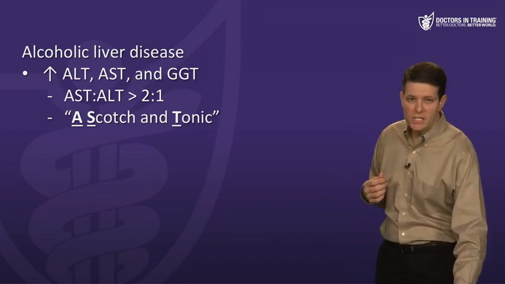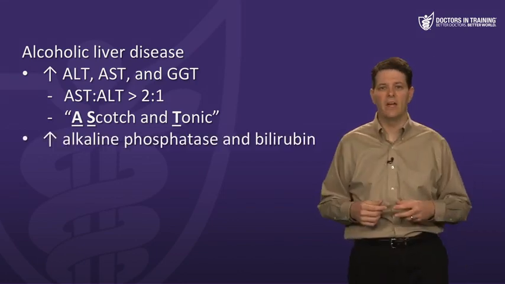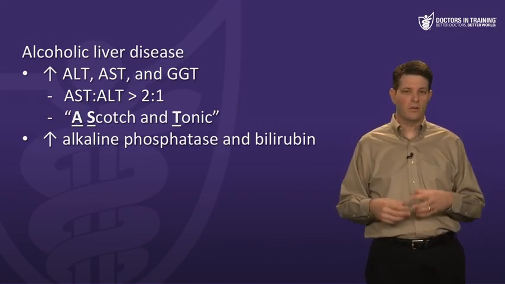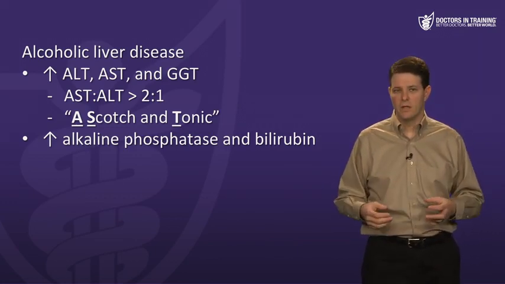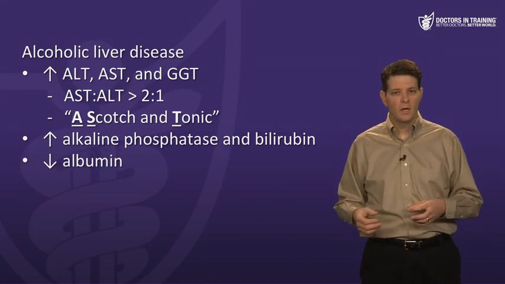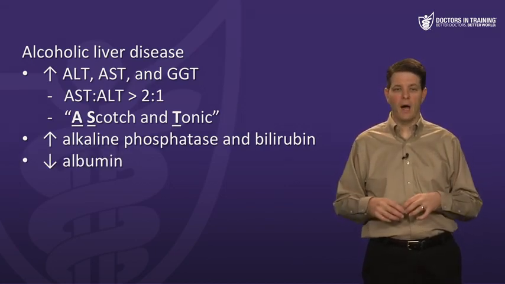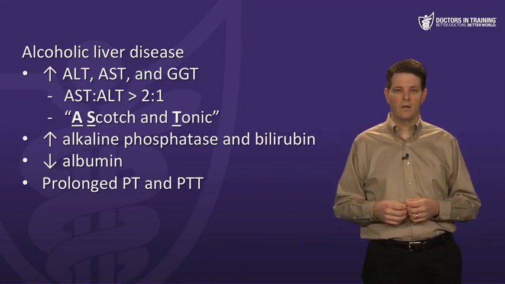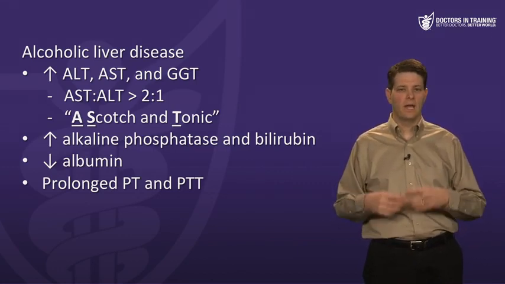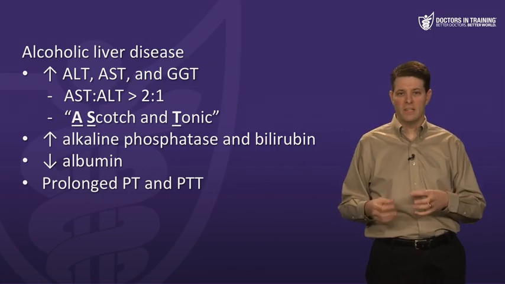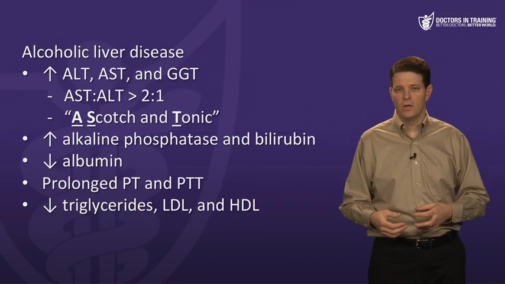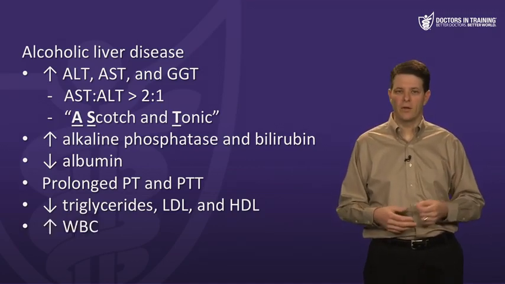Now, in addition to ALT and AST, these patients can have elevated alk phos and elevated bilirubin. And then also, when the liver is sick, it loses synthetic function. So these patients may have low albumin, they're not making clotting factors, they may become hypocoagulable, and you'll have a prolonged PT and PTT. The liver also makes triglycerides and LDL and HDL. So in liver disease, you might see low triglycerides and low LDL and low HDL. You could also see an increased white count.